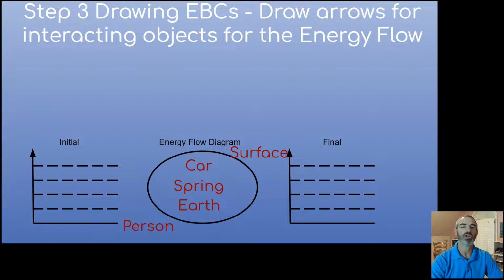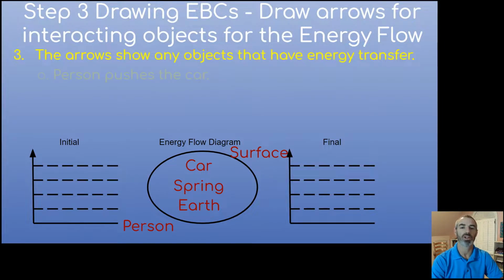Step 3, you're going to show energy flows. Here are a couple examples. The arrows show the interaction between objects. If a person pushes a car, a little lab cart, then you're going to draw an arrow from the person to the car because the person gave the car energy. If a car rolls up the ramp, it's going to slow down. Well, the kinetic energy has to be going somewhere, so the car is losing energy to the earth. So we draw an arrow from the car to the earth.